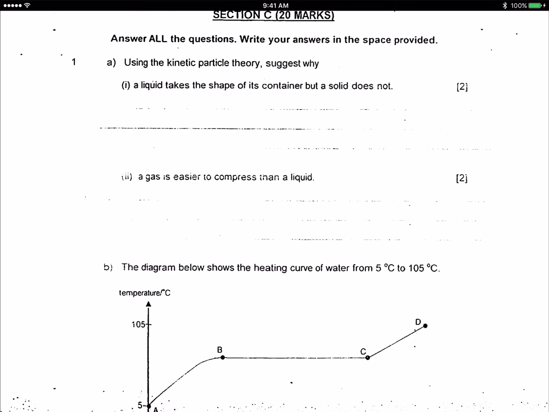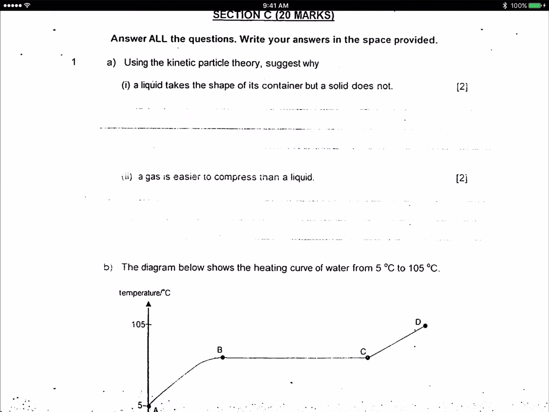Right? Okay, why does a liquid take the shape of a container but a solid does not? Different shape? Okay. Because a liquid does not have a definite shape, but you must use kinetic particle theory. The particles are not in fixed position. Yeah, they're not in fixed position and they are sliding against one another.